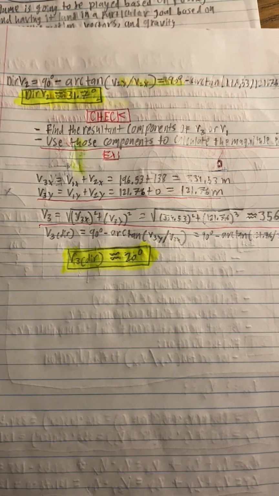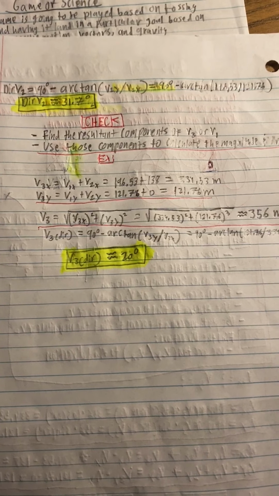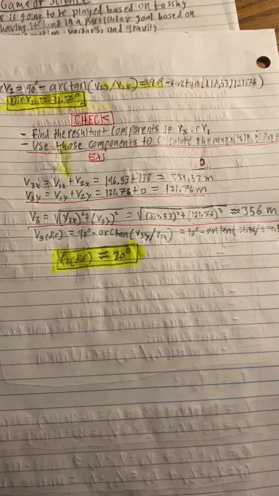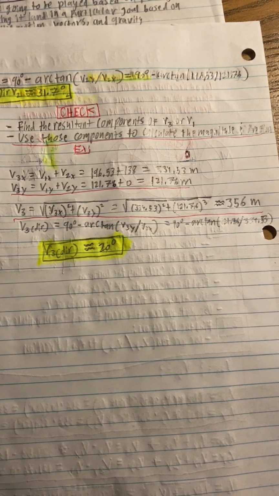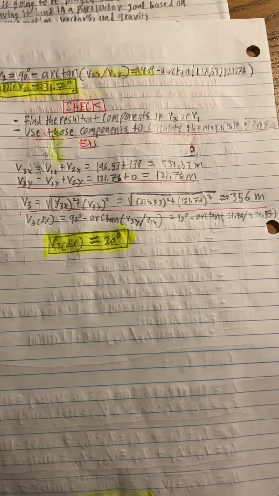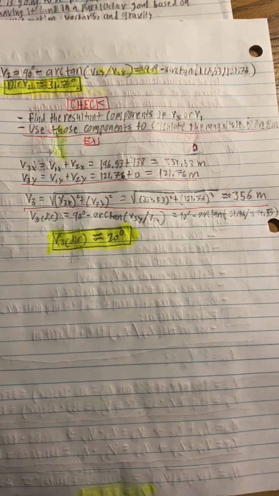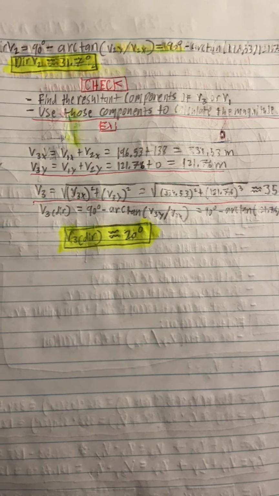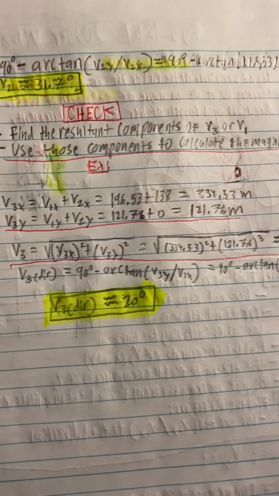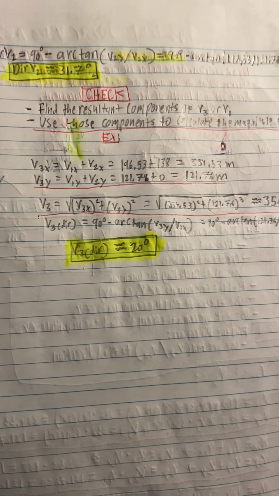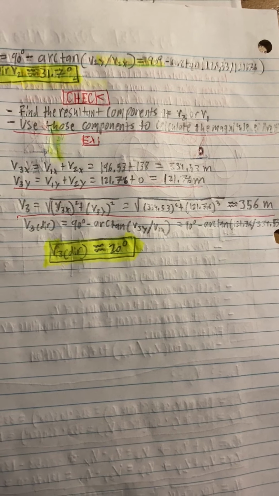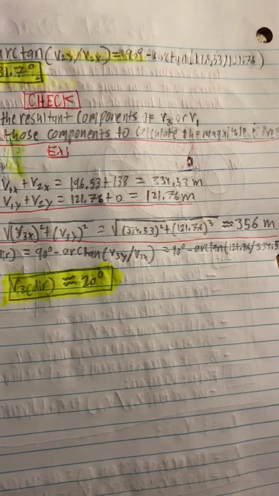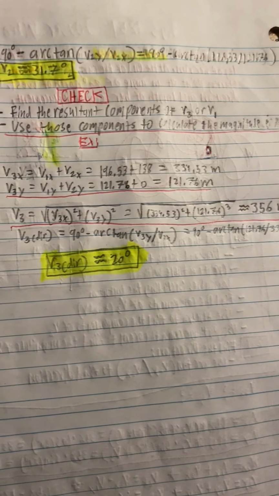So now to check, to see if we have it right. For the most part, this problem is self-explanatory. There's not really a reason to check because you needed all those other variables in order to solve it. But if you do want to check, then you have to find the resultant components of V3 or V1, and to do that, use those components to calculate the magnitude and direction.